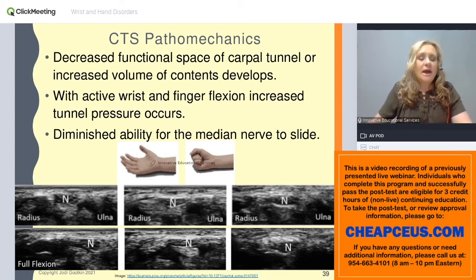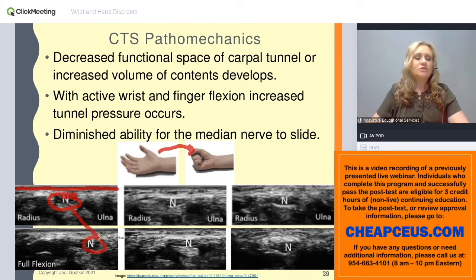If we look at this study where they had the individual with their hand out and they just had them opening and closing their hand, moving position here. The first image on the left, let me orient you. We have our radius and our ulna, our roof here of our carpal tunnel, and our nerve. So our nerve position is moving significantly when there is no restriction.